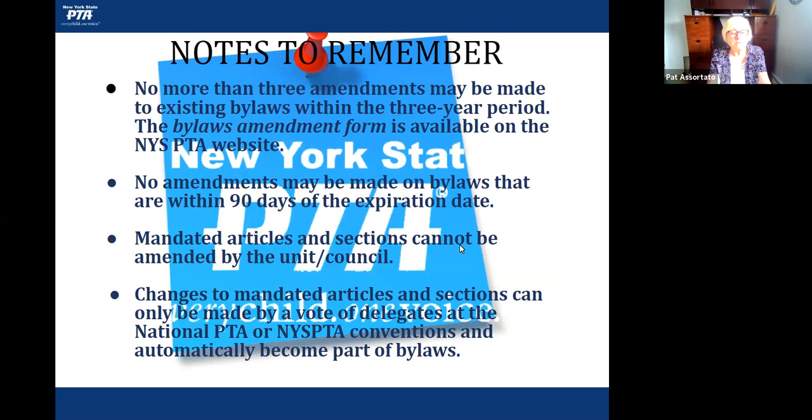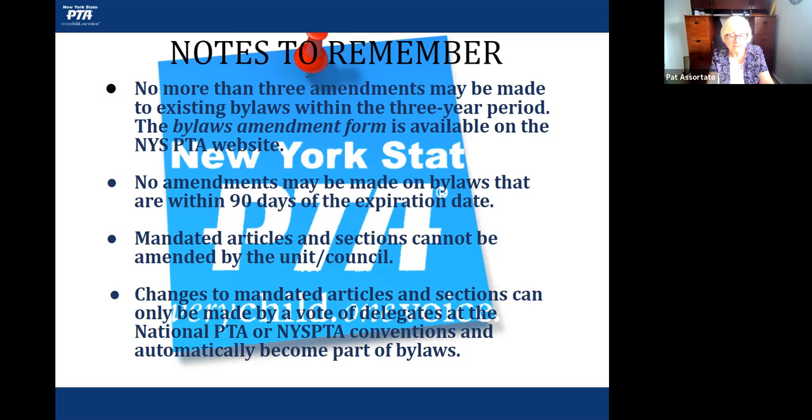No more than 3 amendments may be made to existing bylaws within the 3-year period. The bylaws amendment form is available on the New York State PTA website. No amendments may be made on bylaws that are within 90 days of expiration date. These would have to be submitted as new bylaws.